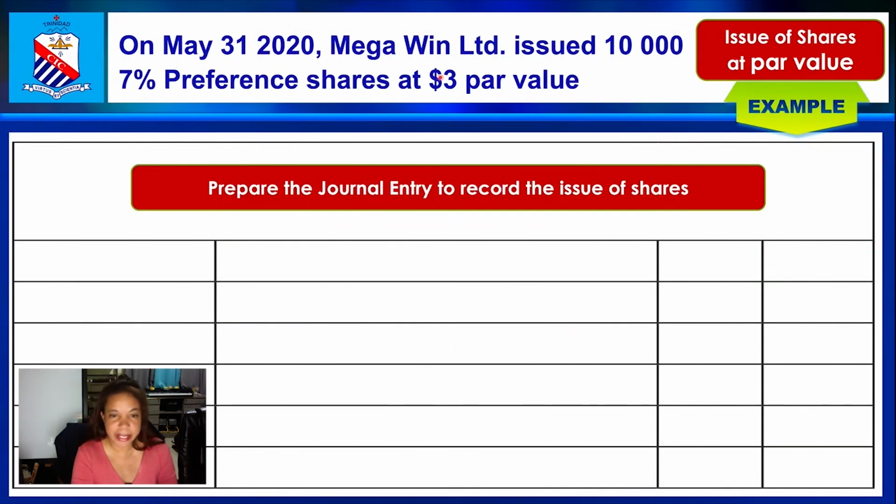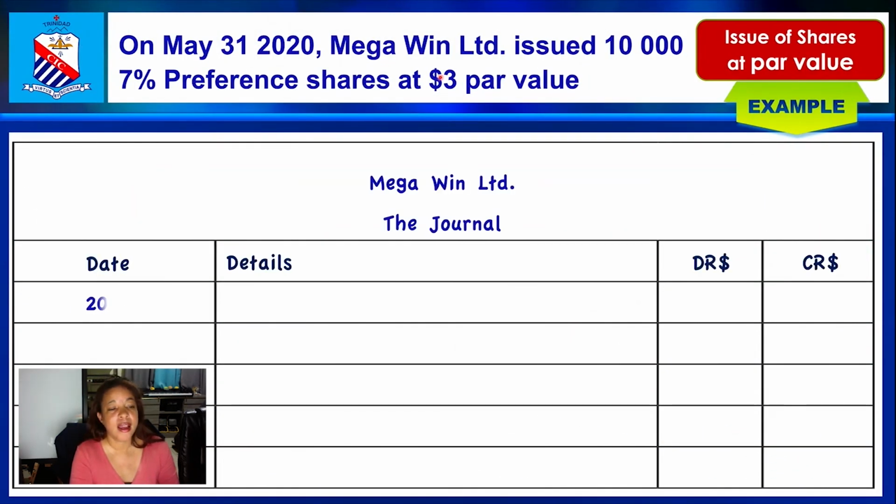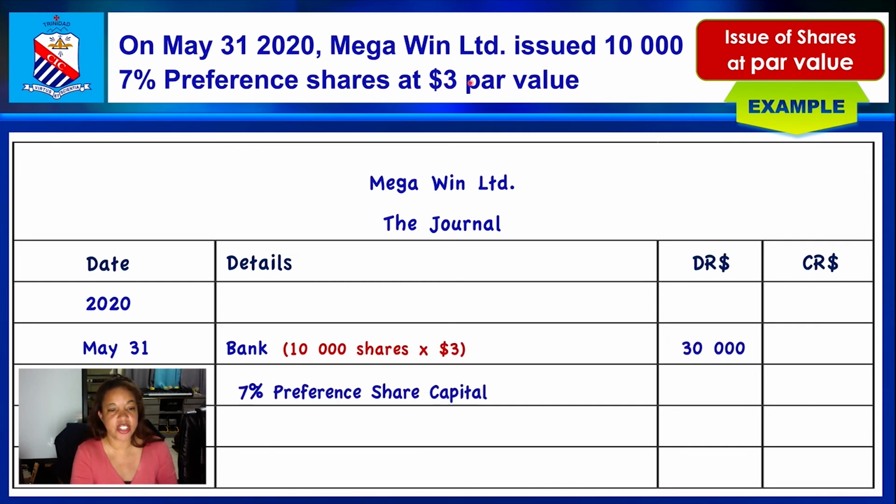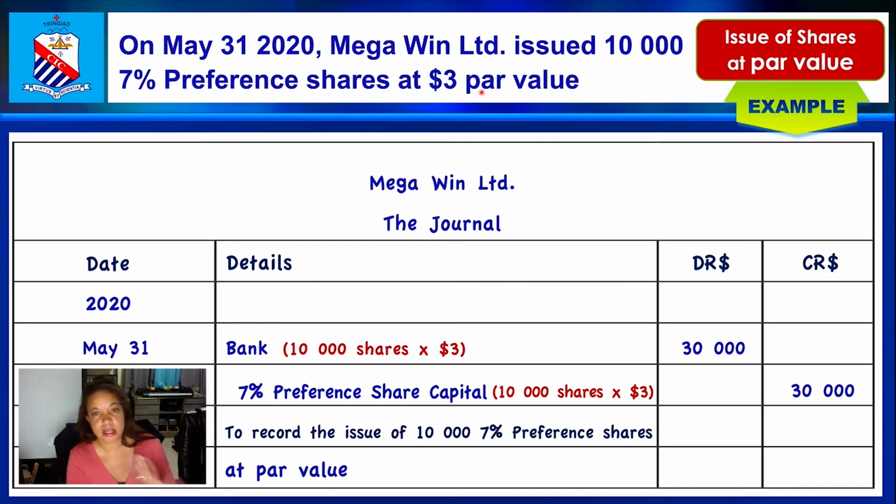And the last one, we go again. May 31st, bank, number of shares, 10,000 by the amount you issued it at, $3. That will give you 30,000. And then you credit in the share capital, preference share capital, working 10,000 number of shares by par value. And that gives you 30,000. That's it. Nice, easy. If you still need to review it, wonderful thing. Just rewind the video and go back and you will get it again.